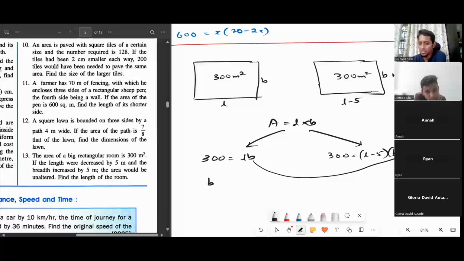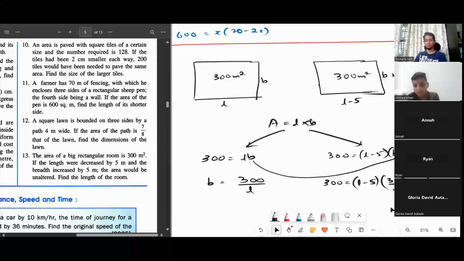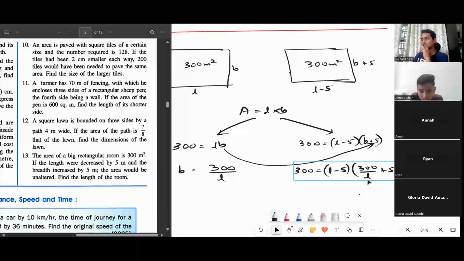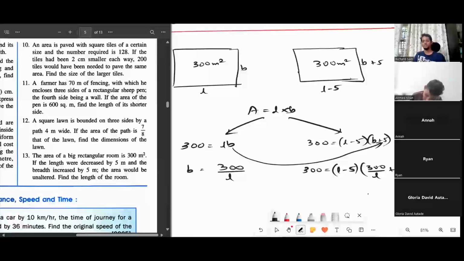So make B the subject. B is equal to what? 300 upon L. Then put this B over here. So this equation will become 300 is equal to (L minus 5) into (300 upon L plus 5). Is that clear, everyone? So now this is your equation. You have to solve this equation and you can find L. Is everyone clear?